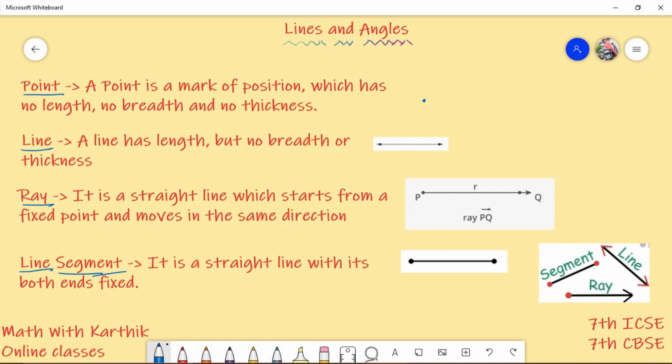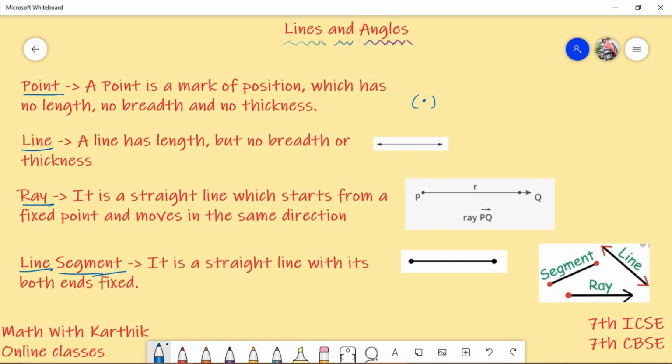So first one, point. A point is a mark of position, which has no length, no breadth and no thickness. So this is a point. It doesn't have length, it doesn't have breadth and it doesn't have thickness.